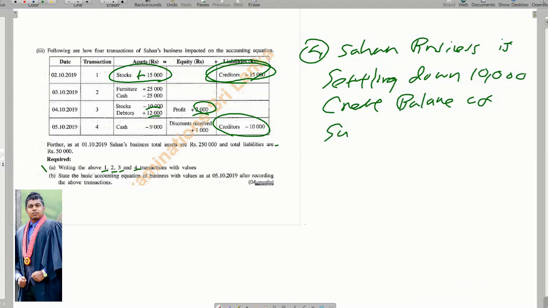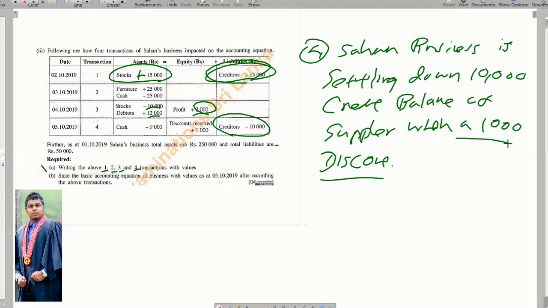That means previously they have purchased some goods on credit basis. So they are going to settle the supplier balance of 10,000 with a 1,000 discount. So you are required to highlight that. That means you are required to say you are receiving a 1,000 discount, right? So the credit balance you are going to settle, and you are going to receive a 1,000 discount. By doing that, it's very easy to explain this kind of transaction.